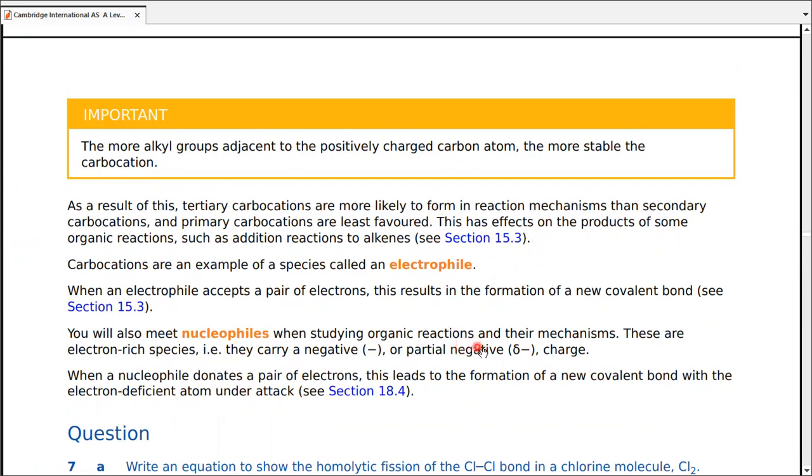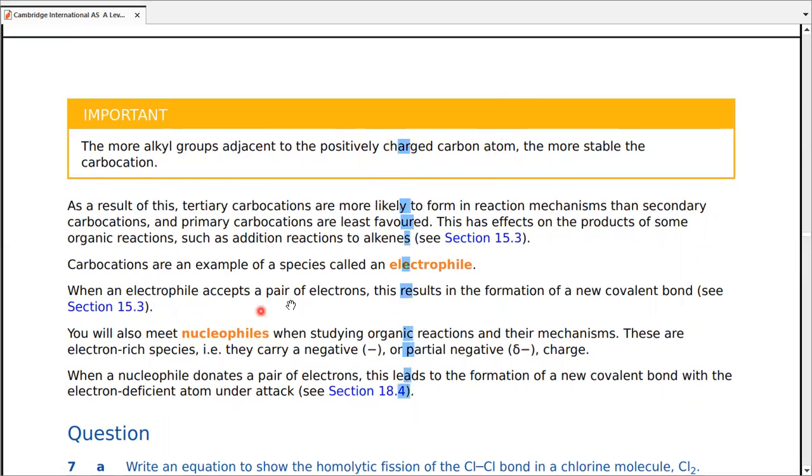This has effects on the products of some very important organic reactions. We are going to consider some organic reactions right after this topic, and you're going to see that carbocations are going to form as a result of heterolytic fission. And in those, which product is more likely to form, you already know about it.